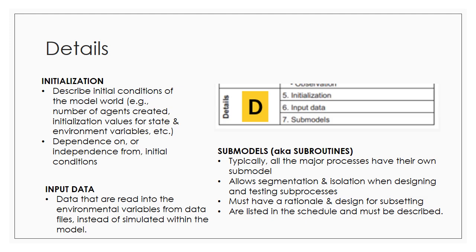The initialization part describes the initial conditions of your model world. That is, how many agents do you have? What are the initialization values for your state variables, for your environment variables? Are any of the variables dependent on each other? That kind of thing. The input data part describes the source of the data that you're using for your model. Are those external data? From what repository do they come? Or is the data simulated within your model?